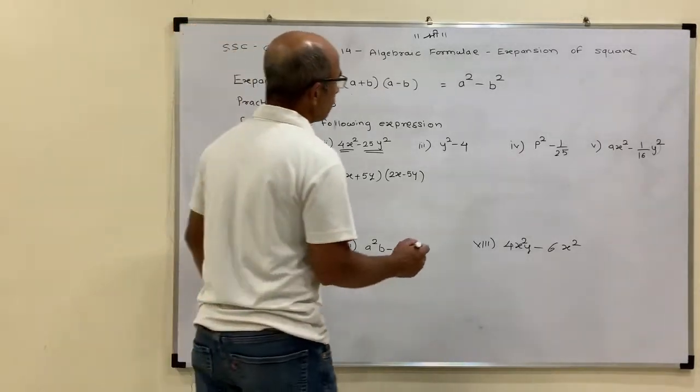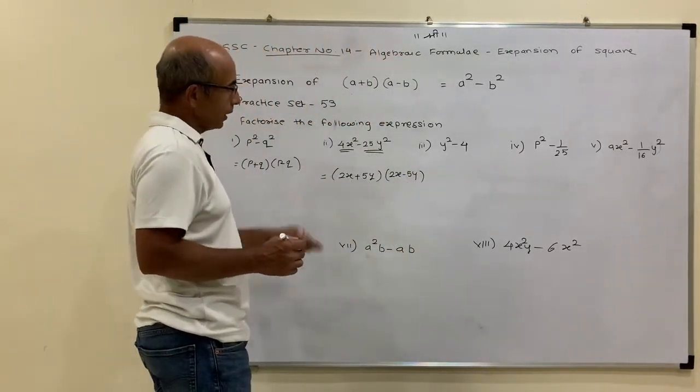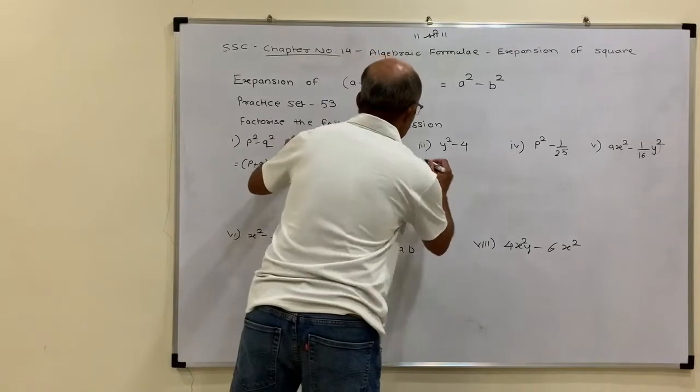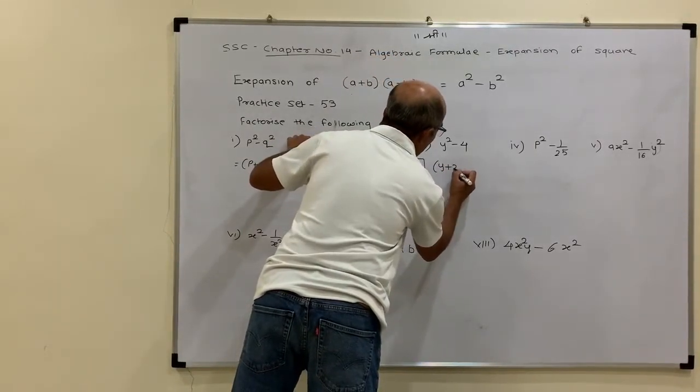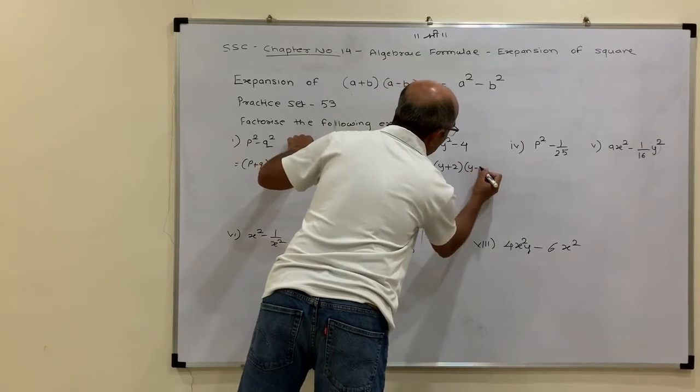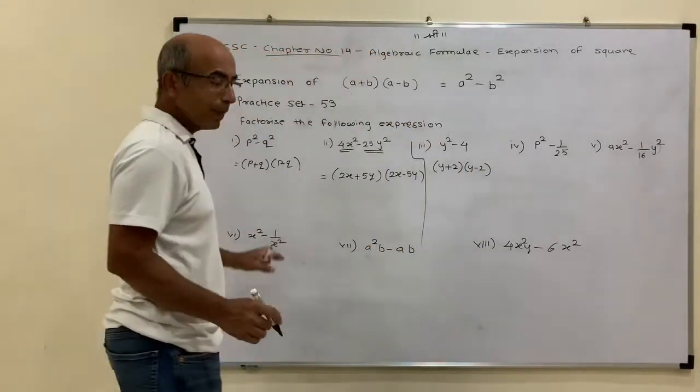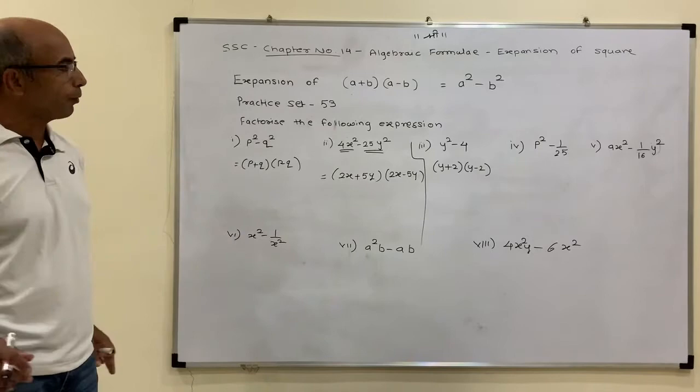Now the next one, y square minus 4. Is y square a perfect square? Yes, it is a perfect square. So it will be (y plus 2)(y minus 2). Yeah, I am precisely doing all of them at one point.